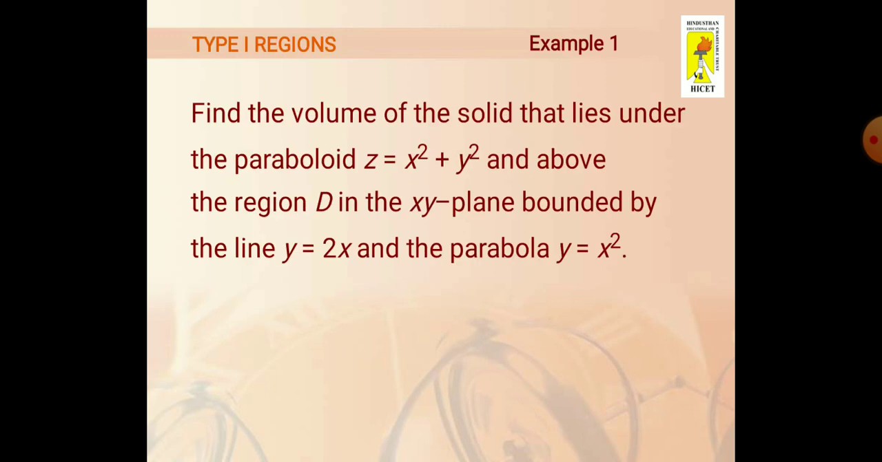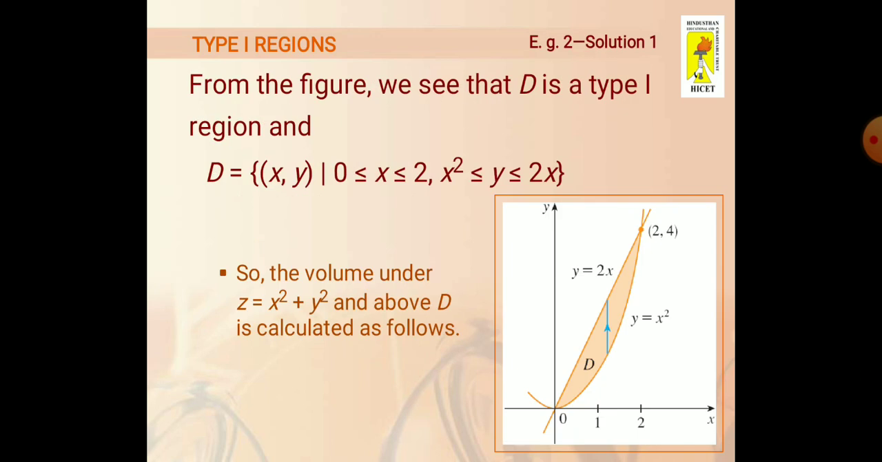Next, see the problems based on type 1 region. Find the volume of the solid that lies under the paraboloid z equal to x square plus y square and above the region domain in the xy plane bounded by the line y equal to 2x and the parabola y equal to x square. So we consider the xy plane. You draw the line y equal to 2x, a straight line passing through the origin. Then you draw the parabola y equal to x square.